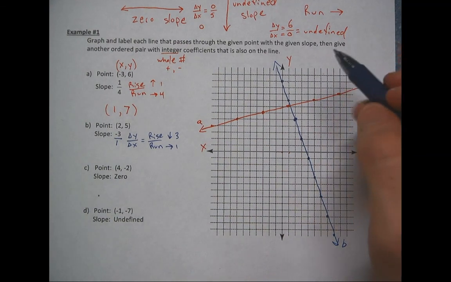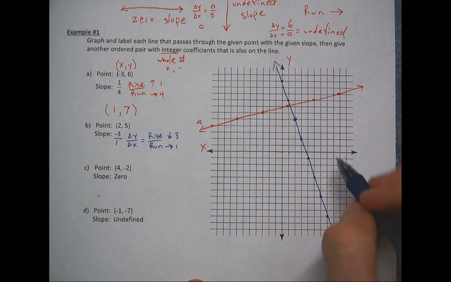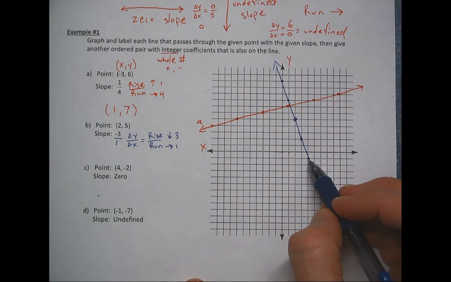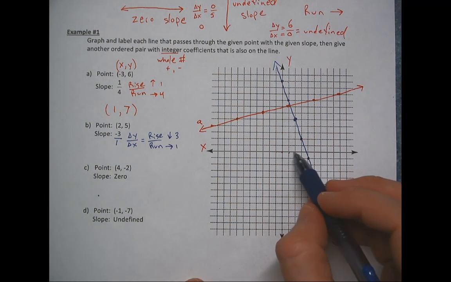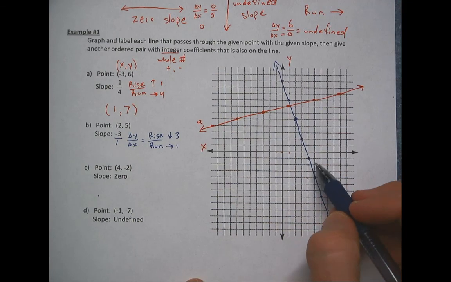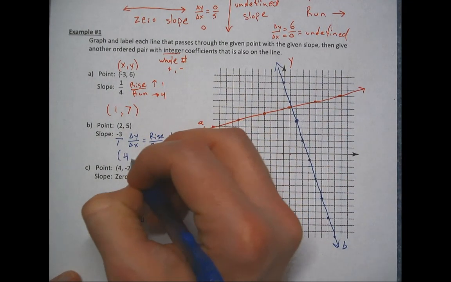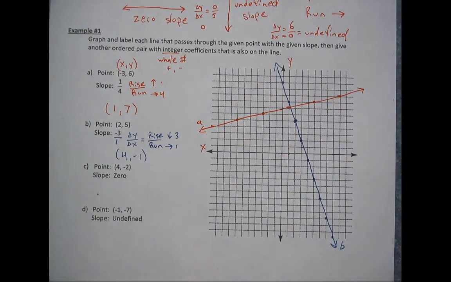And another point on this line, I'm going to choose this one. You could choose any one that you want. The x value is 1, 2, 3, 4, and it's down 1, so it's 4, negative 1. But again, any point on here would be fine.